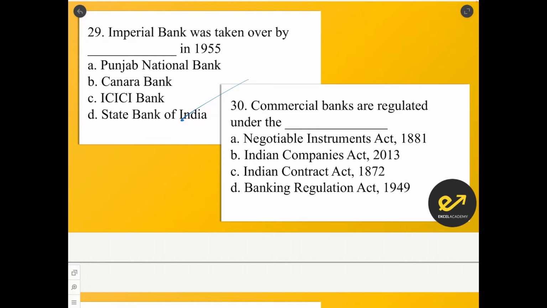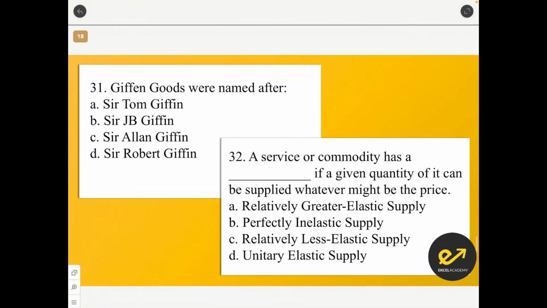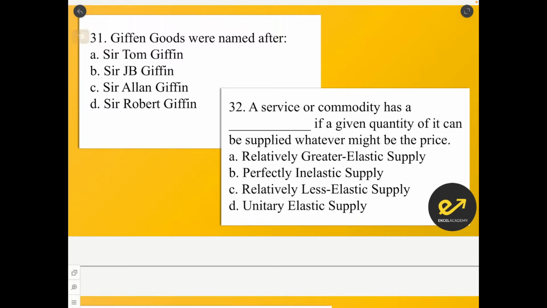Commercial banks are regulated under the Banking Regulation Act of 1949. Very important regulation which is still followed even to this day. Giffen goods were named after Sir Robert Giffen. He is the person who came out with the Giffen goods concept, and this comes in microeconomics chapter number 1.